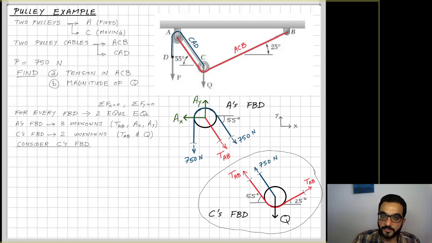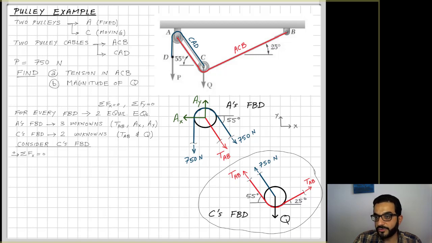But if I look at the sum of forces in X, Q is a pure vertical force, so it's only in the Y. There is no X component for it. So TAB will have X components. It's by itself in 1 equation. I can solve for it. So examine the problem. Check which equation you will apply, which will be faster for you to solve the problem.